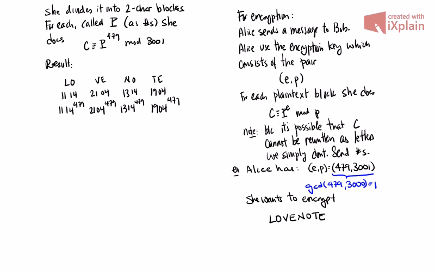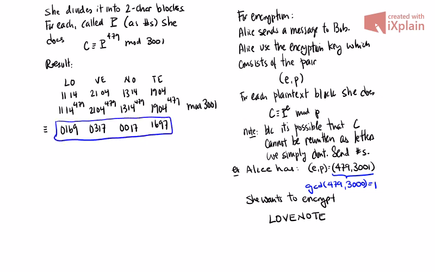And she does this all mod 3001. And the result is 0169, 0317. I'm padding these out with zeros too because we need to make sure that when we send it, we send the zeros that are sort of jammed in the middle. And 1697. So this, this is considered the ciphertext. This is sent to Bob.